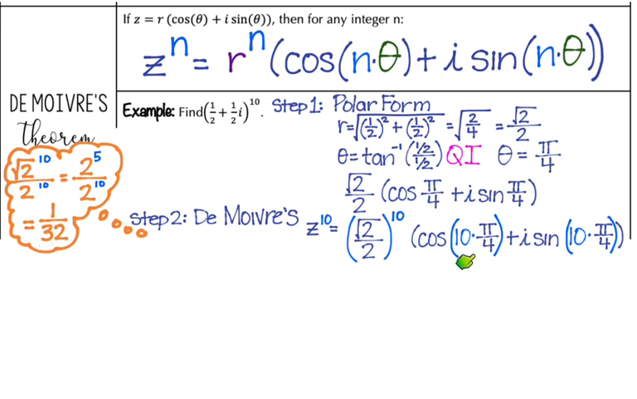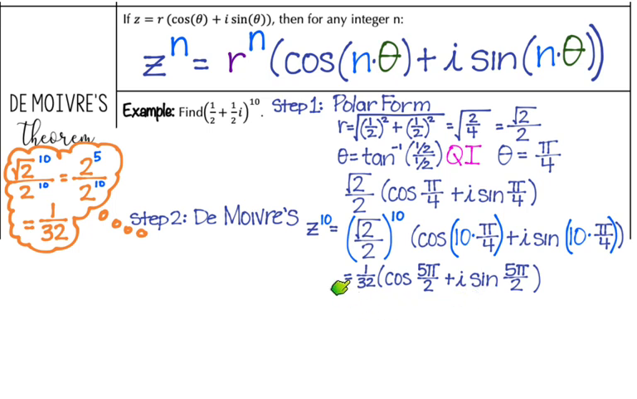And 10 times pi over 4, well, they both reduce by 2, and you're going to get 5 pi over 2. So this is the complex number in polar form when it's been raised to the 10th power. But it was given to us in a plus bi format, so we need to convert this back to a plus bi. How do we do it?